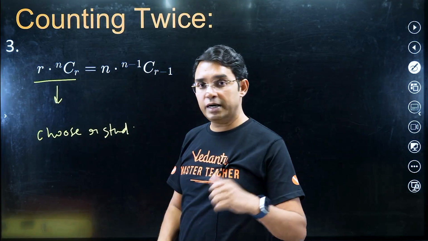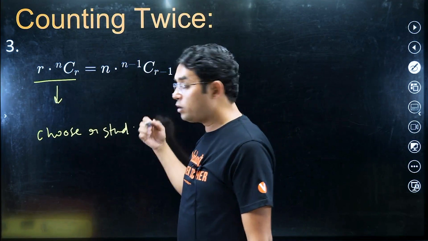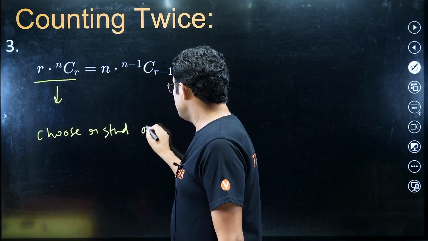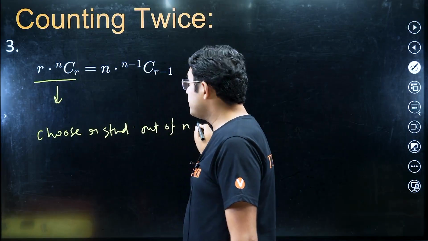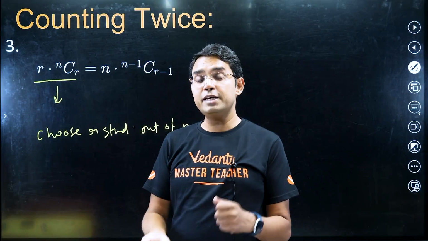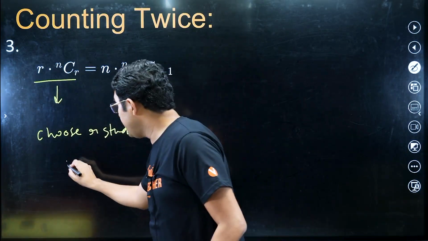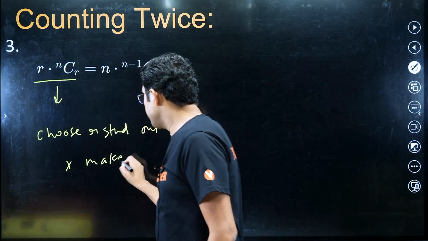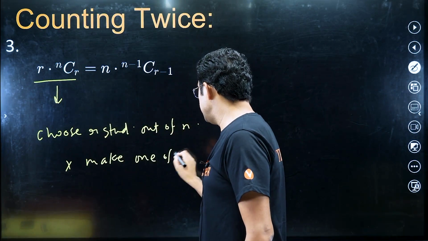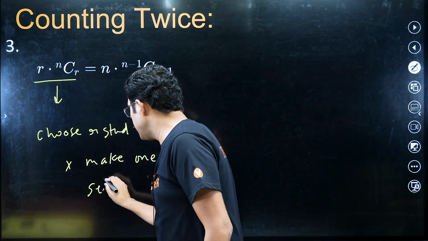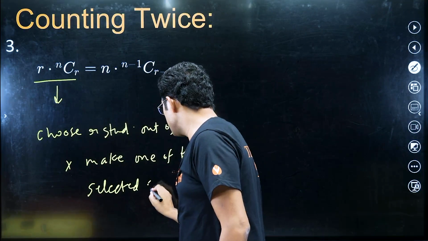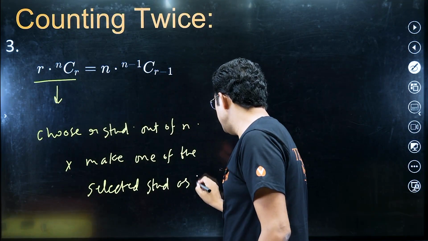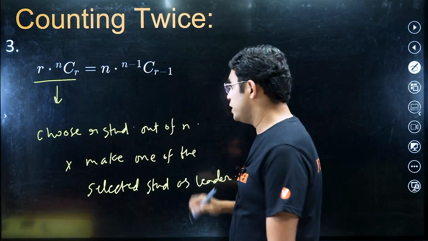I'm always taking students in the example or in the proof. Choose R students out of N. That is NCR. But multiplication with R, that means we can think of that as making one of the selected students, say, a leader or captain, whatever you say.